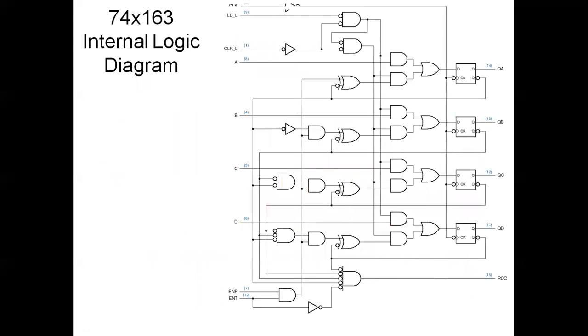It is the internal logic diagram of the IC, in which the number of inputs and flip-flops are there, with inputs A, B, C, D and outputs QA, QB, QC and QD.